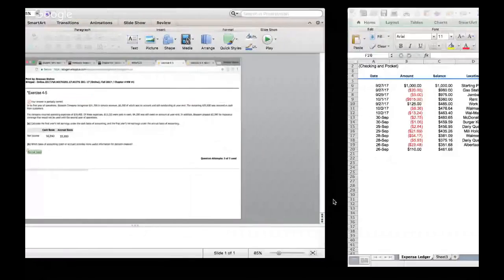I was assigned to work out the Chapter 4 Exercise 5 problem for our homework this week. So I'll go ahead and share my screen and we can get started on it. Let's see.